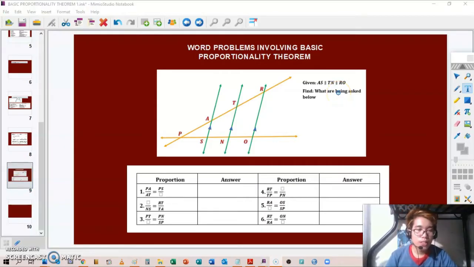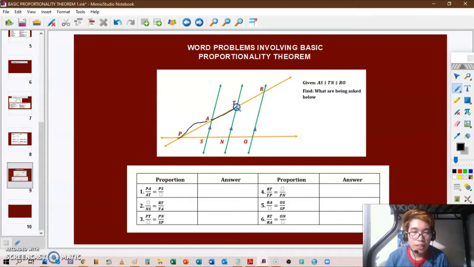Okay, so as a fun exercise, let's try to answer this problem using the basic proportionality theorem. So we have here PA over AT is equal to PS over, since this is PS, most likely it's SN. And then we have here blank over NS.